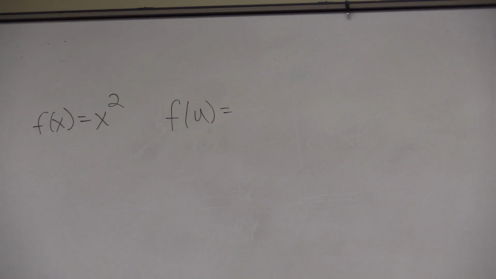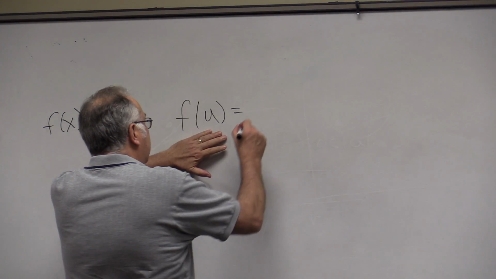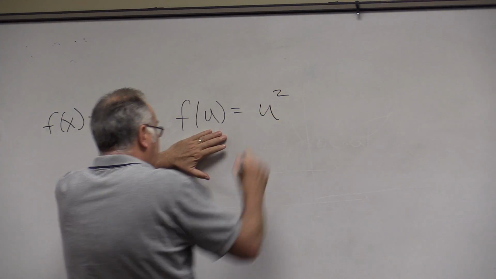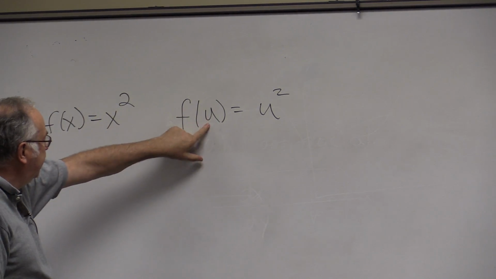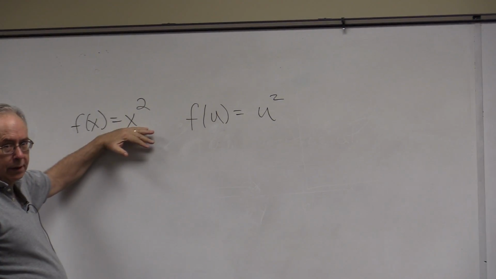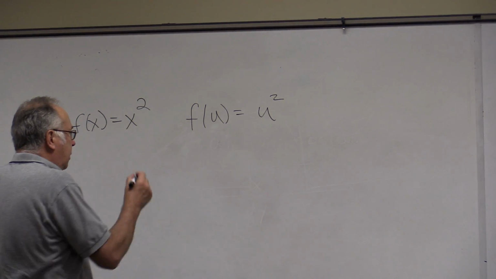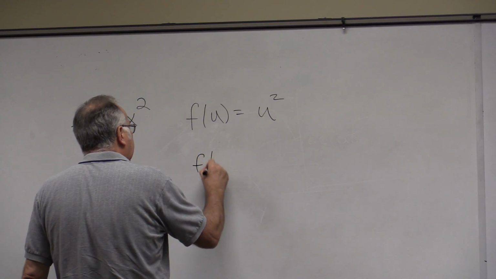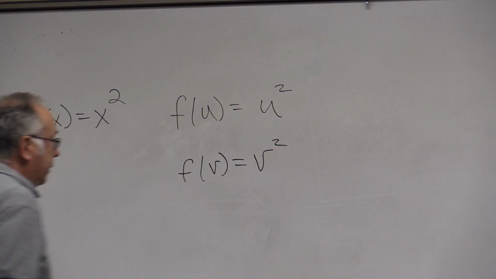Yes, Tyler. U squared. See, x is equal to u. U is just a certain value of x. So x is equal to u, so it's just u squared. Whatever this value is, f of 1 would be 1. F of 2 would be 2 squared or 4. So f of u is just u squared. Okay, and Kelsey, what is f of v? V squared. There you go.